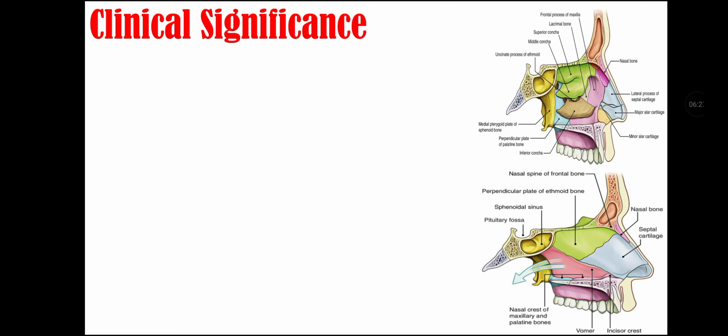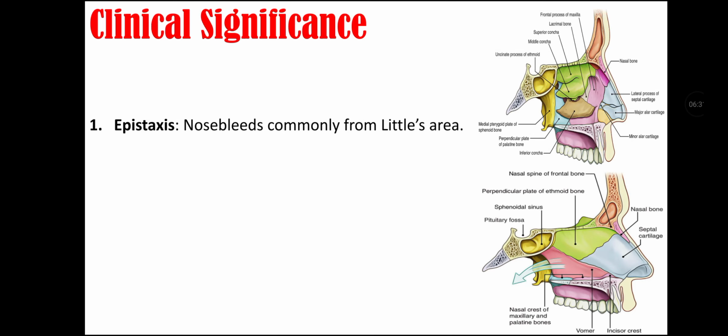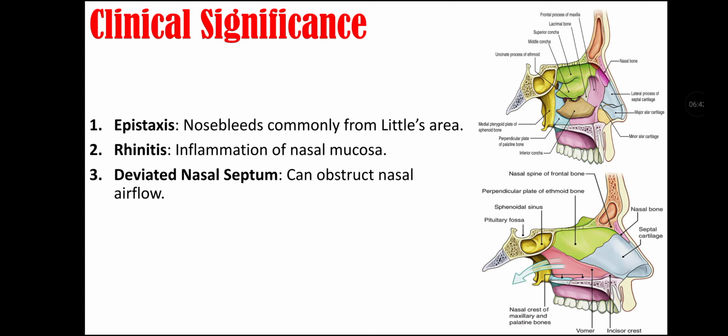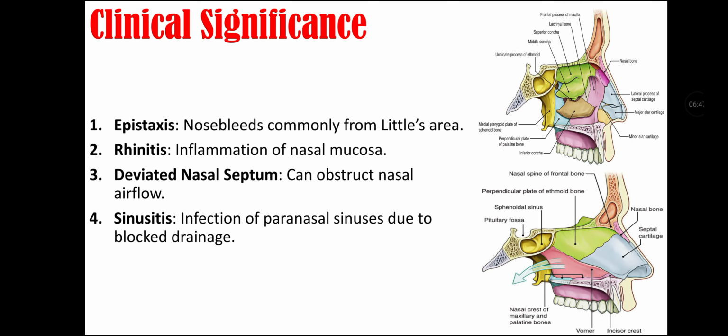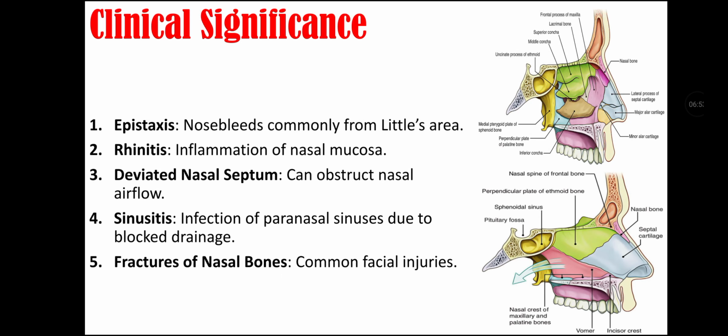Now let's talk about clinical significance of nose. First is epistaxis, that is nosebleed, that is commonly from Little's area. Second significance is rhinitis, that is inflammation of nasal mucosa. Third significance is deviated nasal septum that can obstruct nasal airflow. Fourth significance is sinusitis, that is infection of paranasal sinuses due to blocked drainage. Fifth significance is fracture of nasal bone, that is a common facial injury, and it is mostly by accident or during playing, etc.